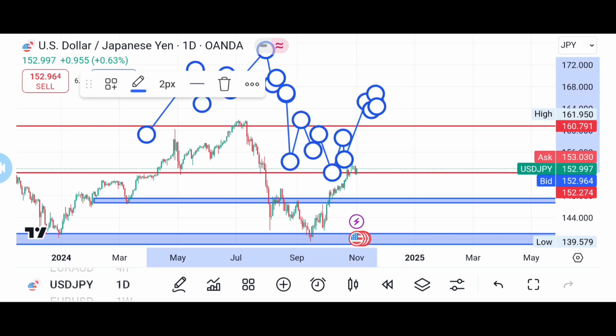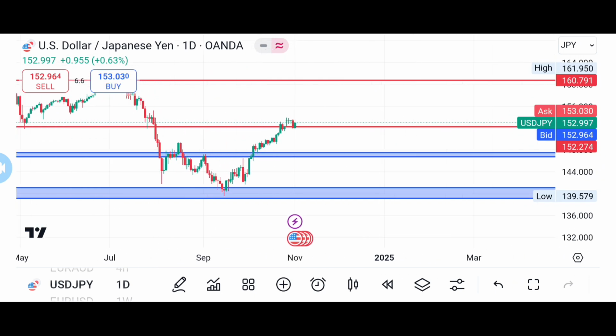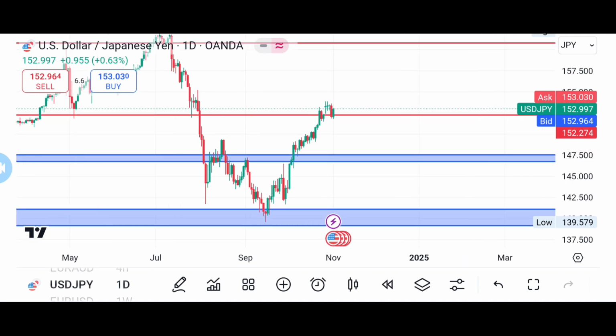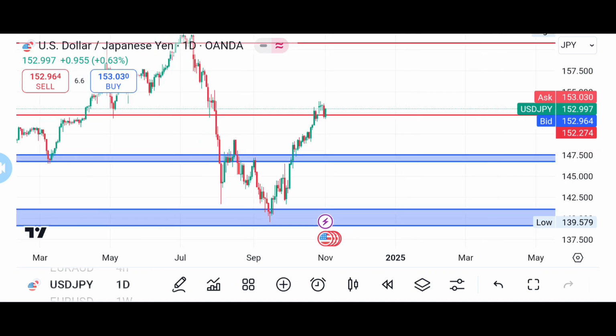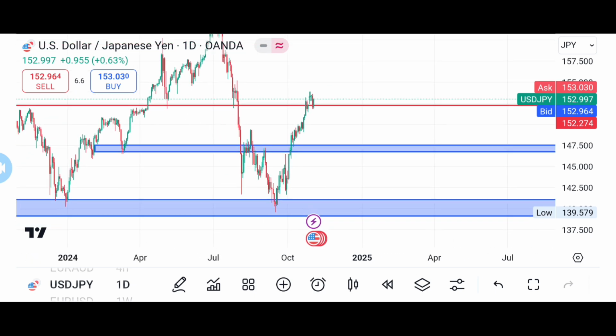So now this daily is my macro time frame. This is where I'm now watching carefully to look for the setup.